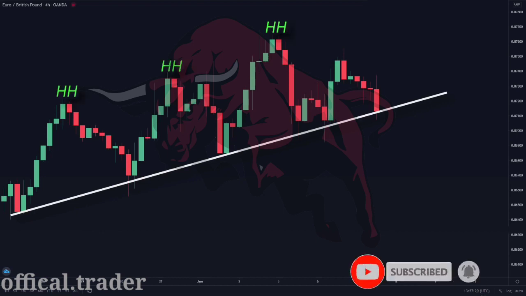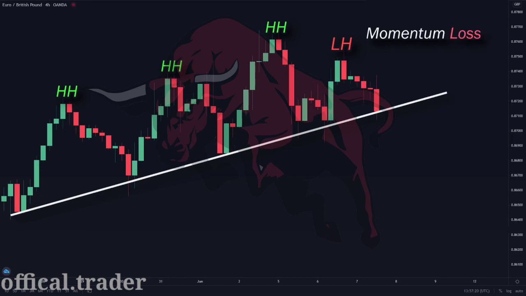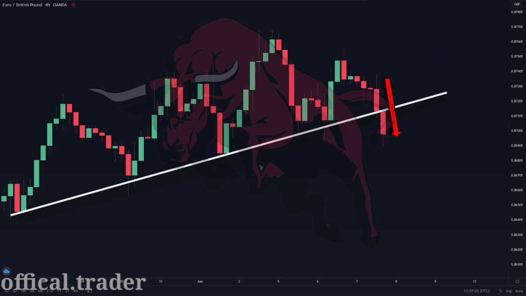However, when we looked at the latest price action, the price suddenly made a lower high instead. What this means is that buyers failed to push the price higher, which is a sign of momentum loss. Then, we saw that the price broke out of the trend line, which further confirms the trend change. So this is a good opportunity to take a sell position.